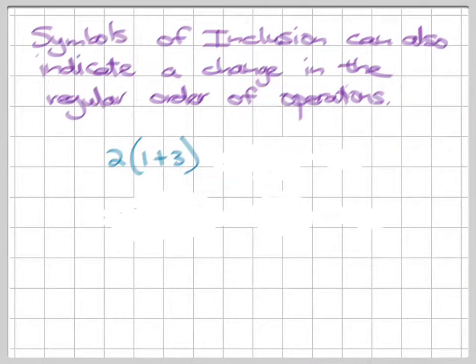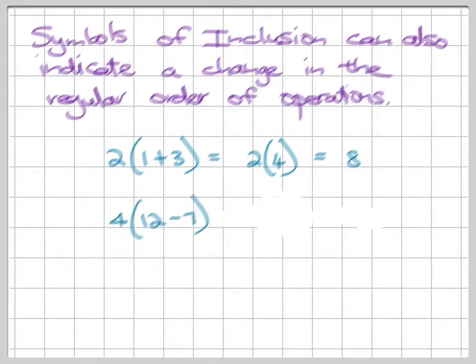Now, symbols of inclusion can also indicate a change in the regular order of operations. If you look at this here, we actually ought to do the times first, which is the 2 times what's in the bracket. But we know from our BODMAS rules, we first do what's in the parentheses. So let's do that first. 3 plus 1, or 1 plus 3, is 4. There we go. There's our 4. And then 4 times 2, which is going to be equal to 8.